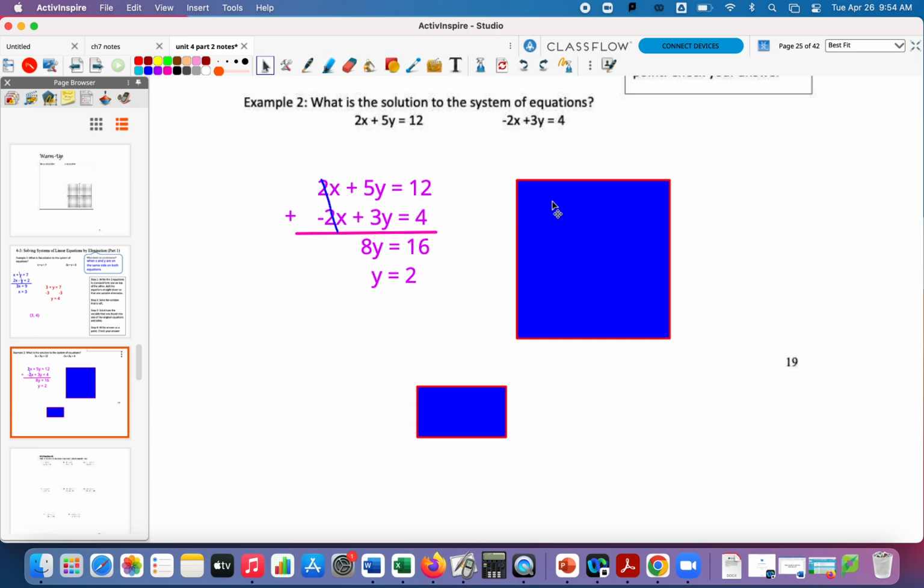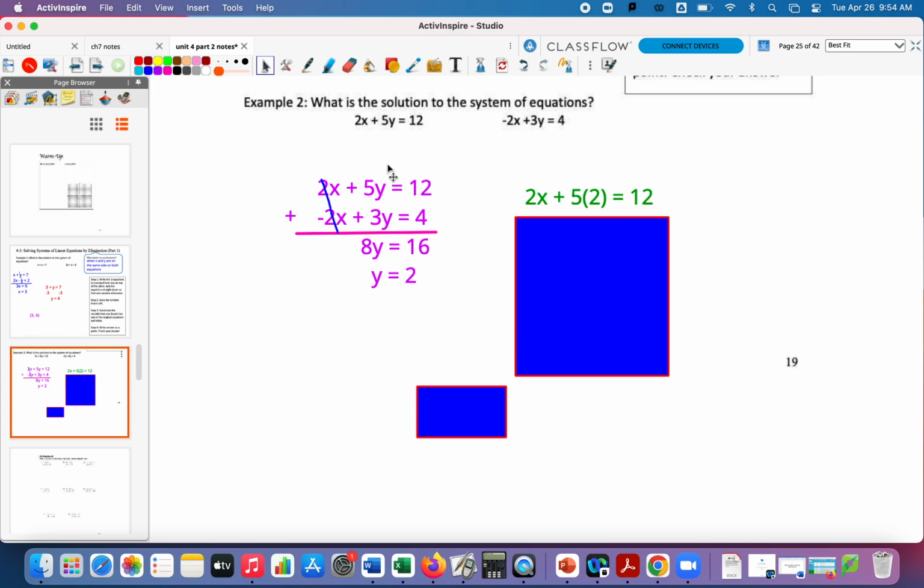I then need to plug it back in. So this is where maybe there's a little bit more work. This first step is pretty easy, but I need a little bit more work to find my x value. It doesn't matter which one you pick. I think I'm going to pick this equation because it's all positives. And so I've got 2x plus 5, but instead of y, I know the y value is 2.